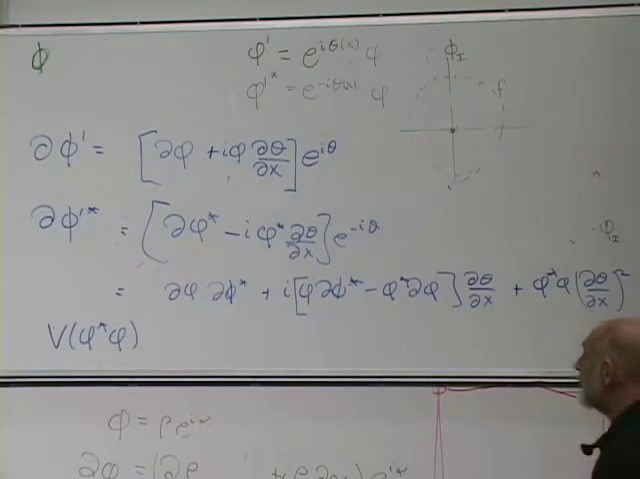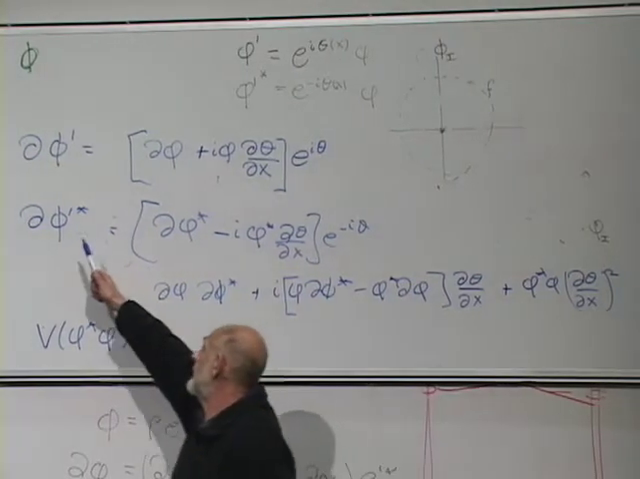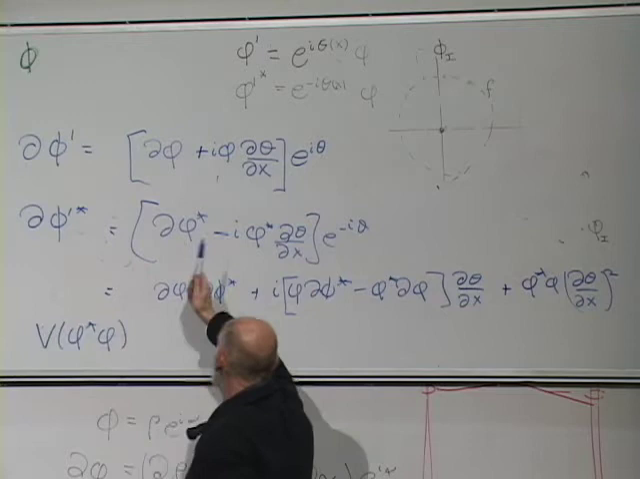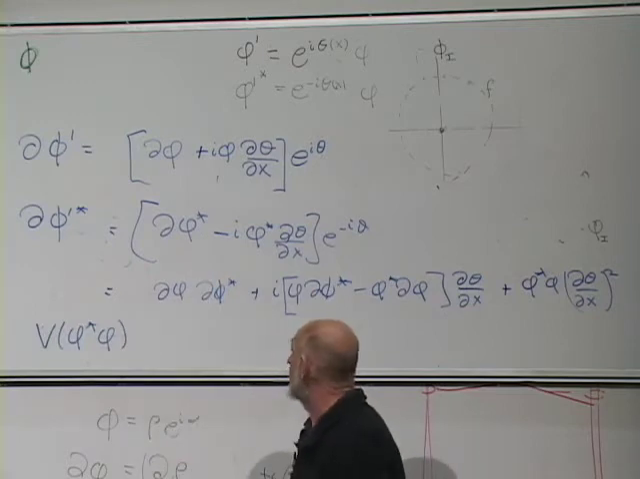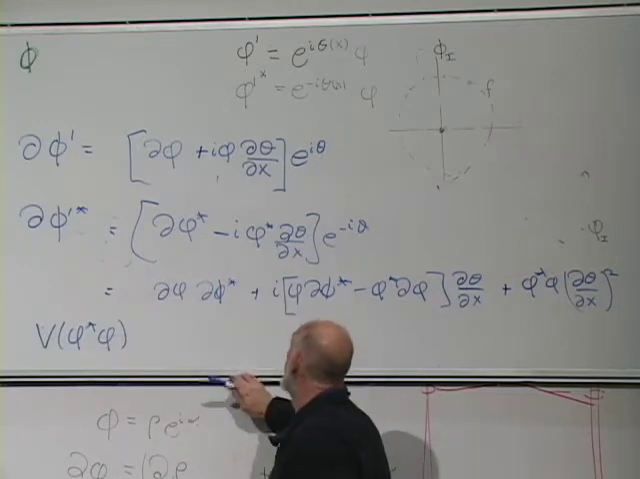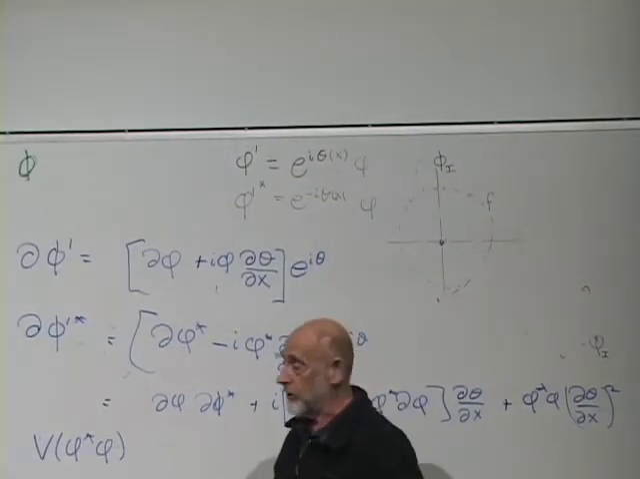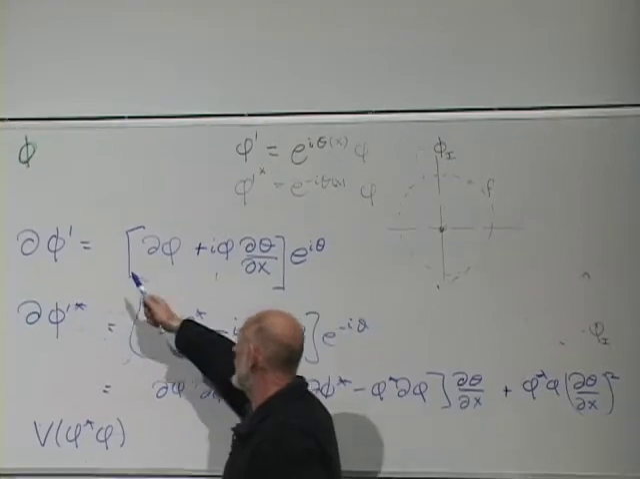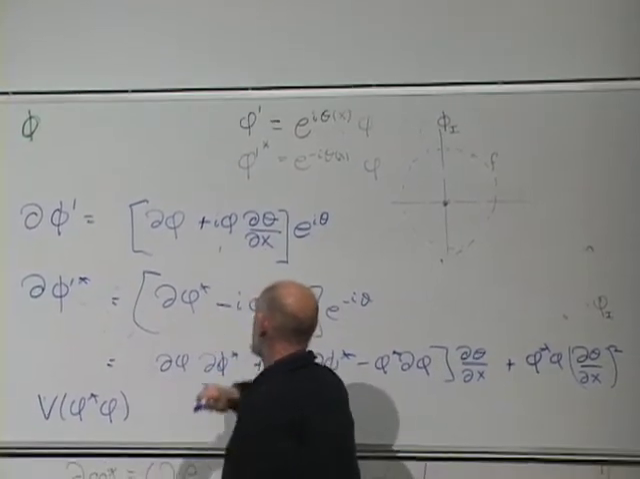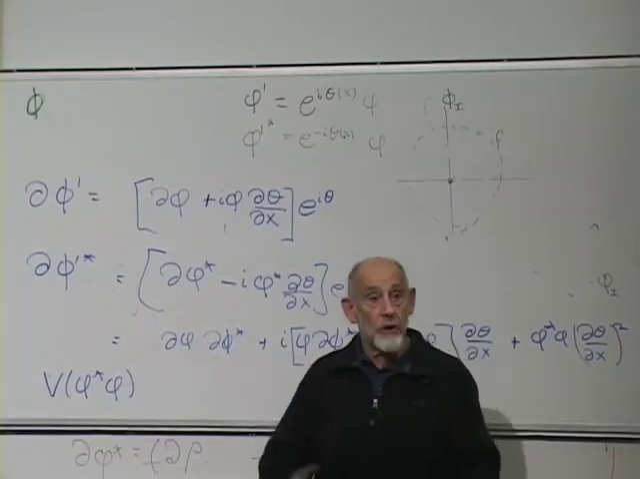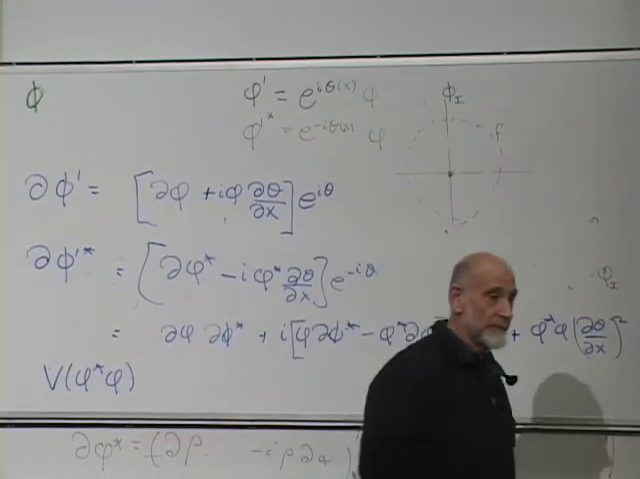The problem is simply associated with the fact that the derivative of phi prime is not the same as the derivative of phi. Well, let's go to the upper equation. Even if we ignore the e to the i theta, that does cancel. Even if we ignore that, the derivative of phi prime contains this extra term. So we just don't have a symmetry.